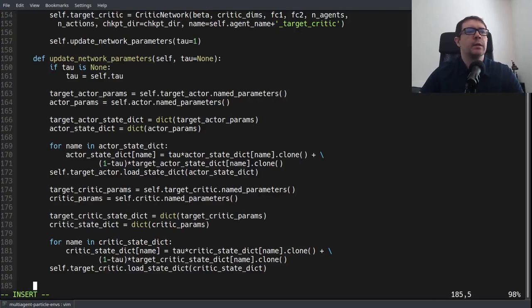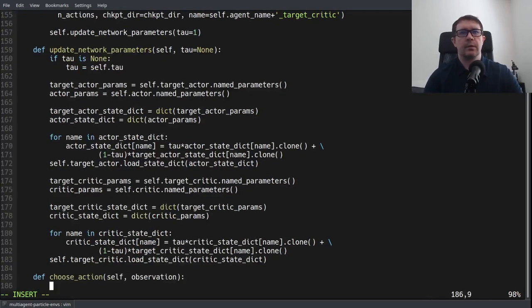Famous last words. Okay, now we need a function to choose an action. And that takes an observation as input. So what we want to do is take our observation and convert it to a tensor and add a batch dimension because that's what PyTorch expects. And we will need to specify a dtype of float. Otherwise, it'll pass in a double. Make sure to send it to the appropriate device.